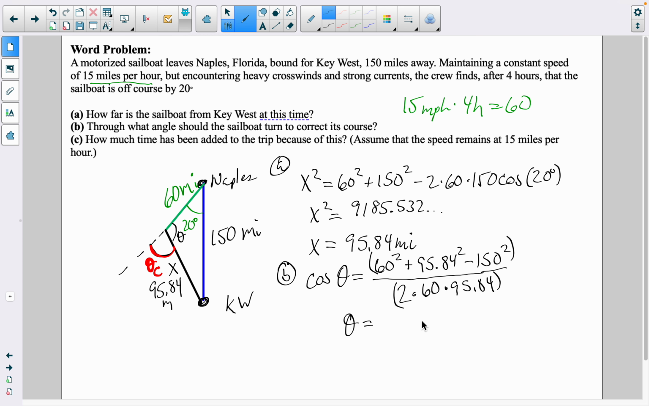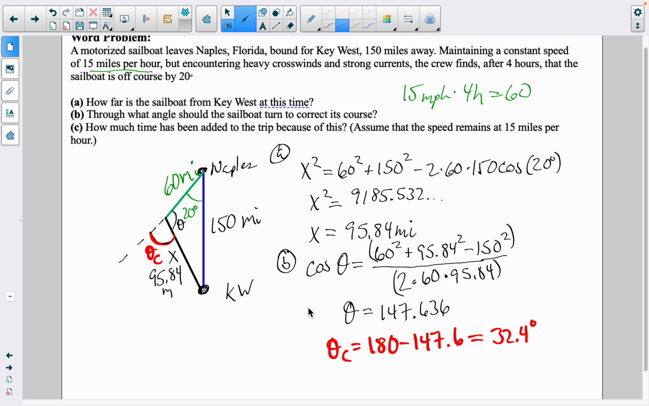And so theta would equal 147.636 degrees, which means my theta C is going to be 180 minus 147.6, and we get about 32.4 degrees to correct. So I need to turn 32.4 degrees to be heading back towards Key West. And so that's the answer to B.